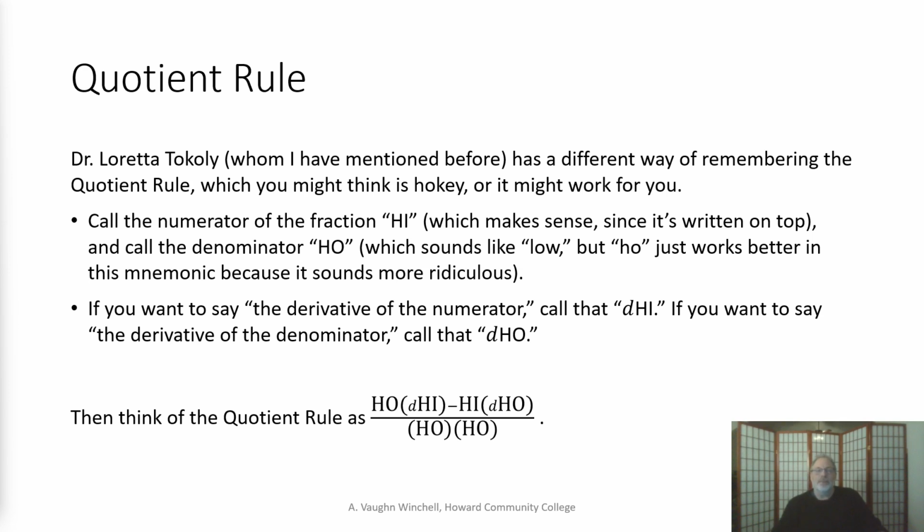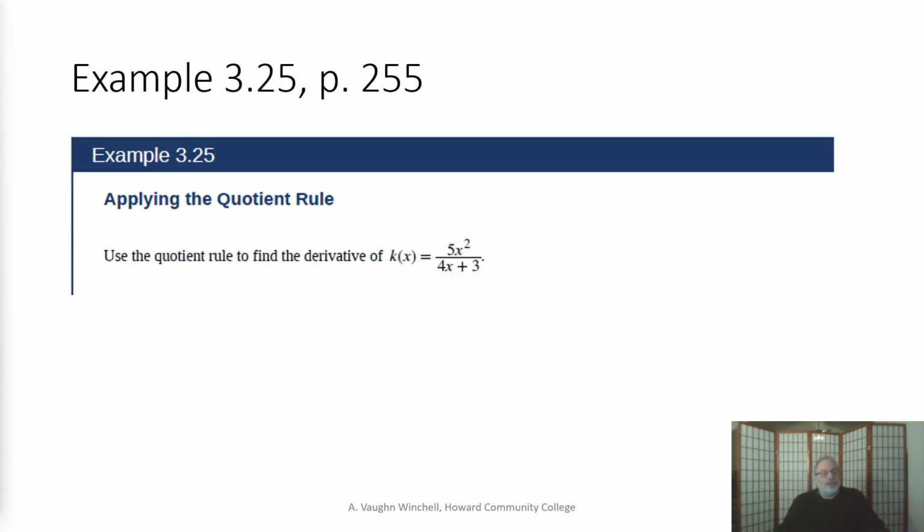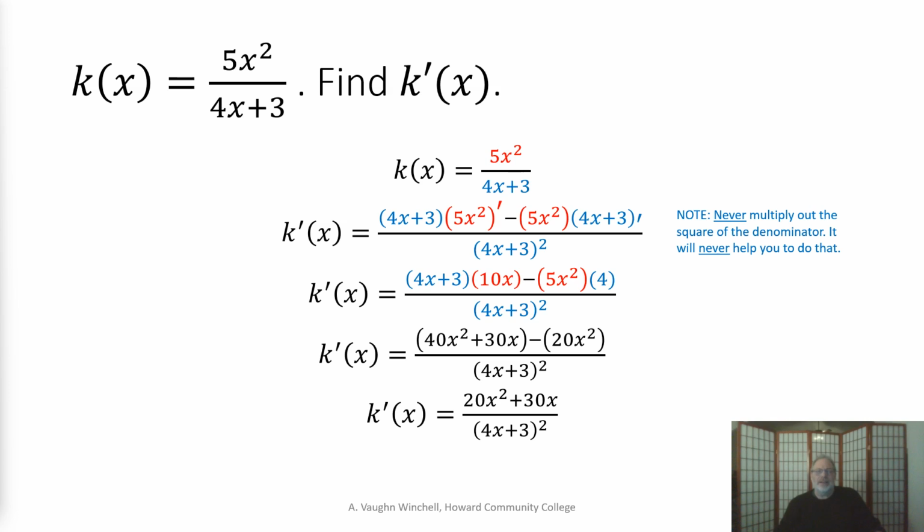Let's look at an example. So here I need to apply the quotient rule. It says use the quotient rule to find the derivative of k of x equals 5x to the second over 4x plus 3. I could do some polynomial long division. I could try to get this as a quotient. It doesn't divide nicely, right? So if I'm going to find the derivative, here's what I'm going to do on the next slide.